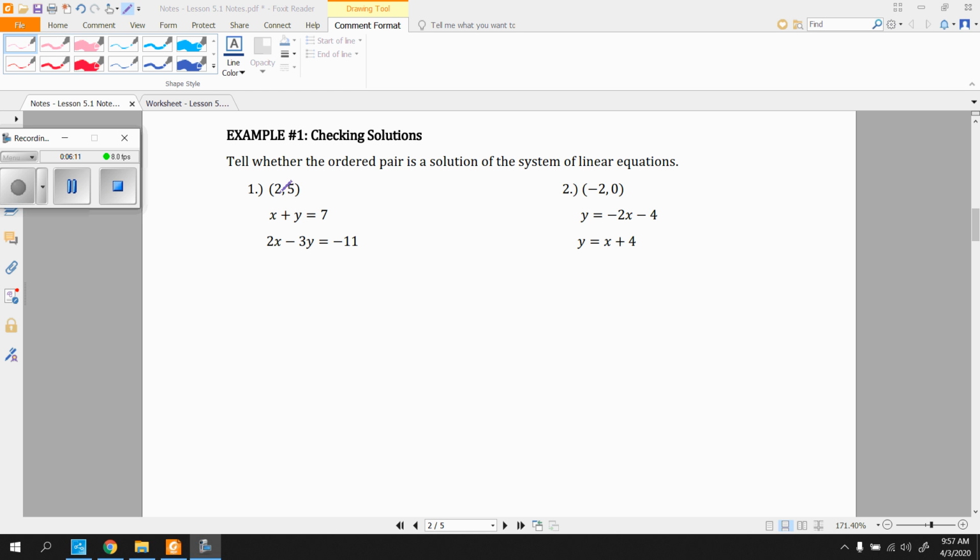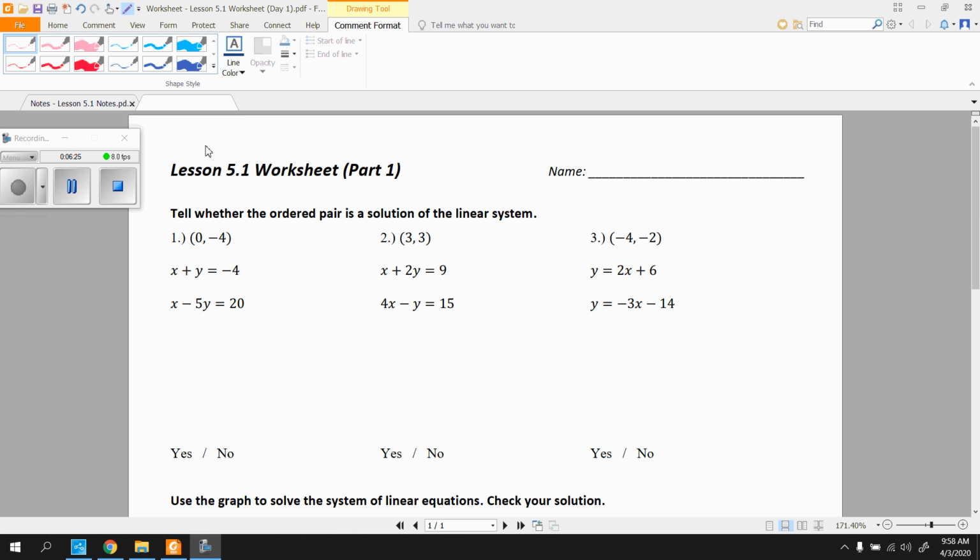I'm essentially going to plug this 2 in for x here and here, and this 5 in for y here and here, and see, do we get 7 for the first equation? Do we get negative 11? Here's what I need to see for your homework. Your homework looks exactly like this. Same first set of directions. This is what the homework looks like. You've got your systems, and you've got points, and your space for your work, which I'm about to show you how to do.